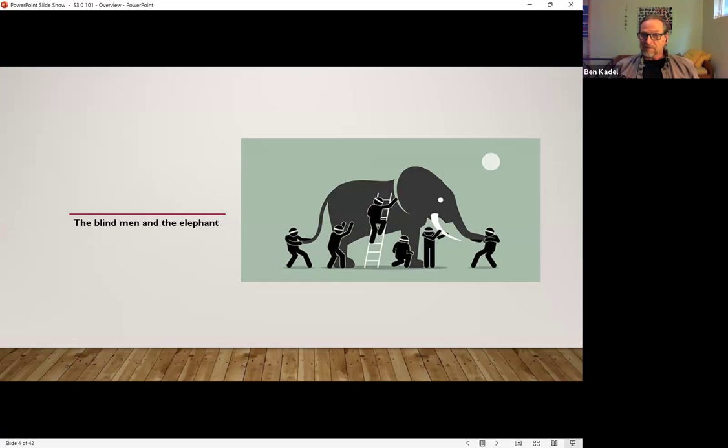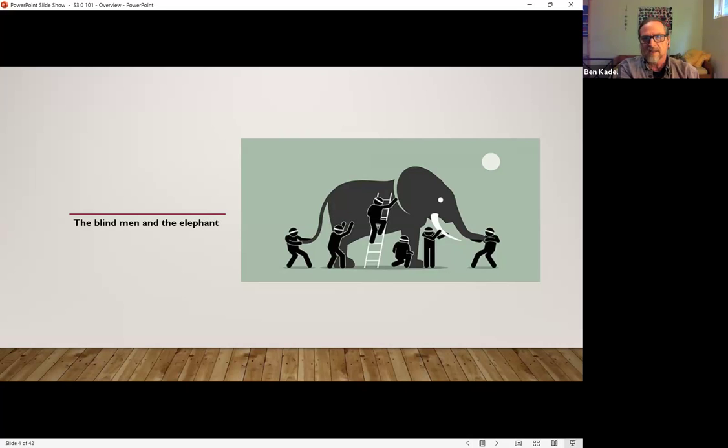The short form of the blind ones and the elephant is there were blind people who had never seen an elephant before, and one day an elephant came to the village, and they were all ushered up to the elephant and given a chance to explore it. And of course, because they had no sight, they were doing it with their hands. And they all grabbed a different part of the elephant. One grabbed the tusk, one grabbed the ears, one grabbed the tail, etc. And they instantly started fighting.